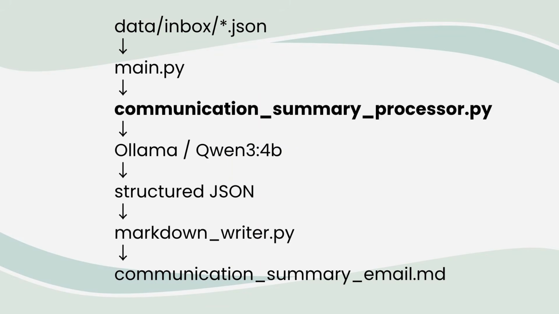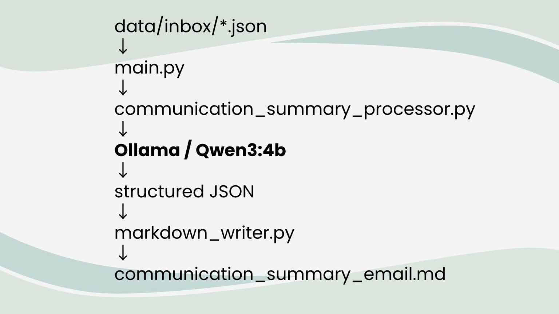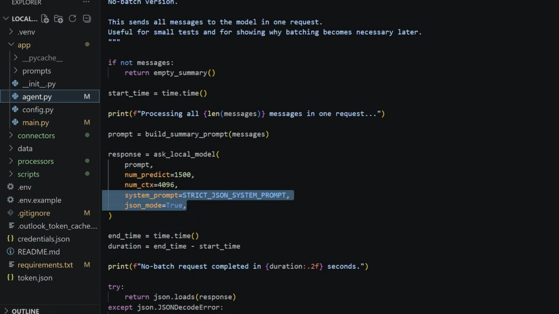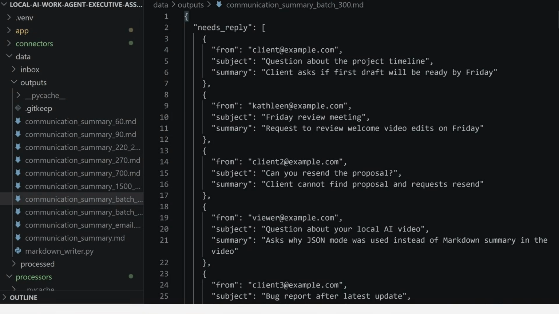Then the messages go into communication summary processor.py, which is where most of the triage logic sits. I'll break down the individual functions as the video progresses, but at a high level, this file is responsible for preparing the messages for the model, building the prompt, sending each batch to the model, parsing the JSON response, and merging the results back into one final summary. After the processor builds the prompt, sends the message batch to Qwen through Ollama, agent.py is where the code talks to Ollama. Once the model returns structured JSON, Python can use that output in 2 ways.